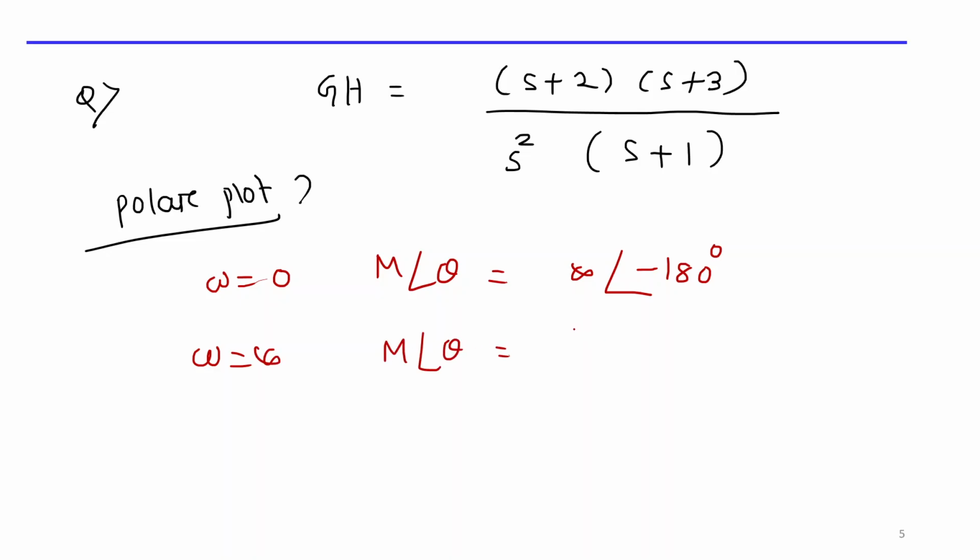The magnitude you have to find at omega equal to infinity: 1 by infinity is 0. Okay, but what is the angle? Now you have to see how many poles and zeros there are. 3 poles are there: 1, 2, 3. How many zeros are there? 2 zeros. So 2 zeros contribute plus 180, and 3 poles contribute minus 270.